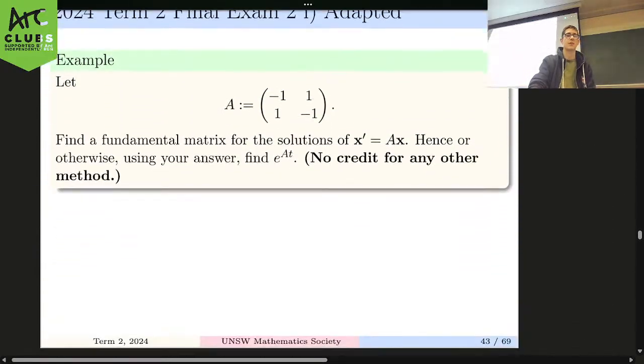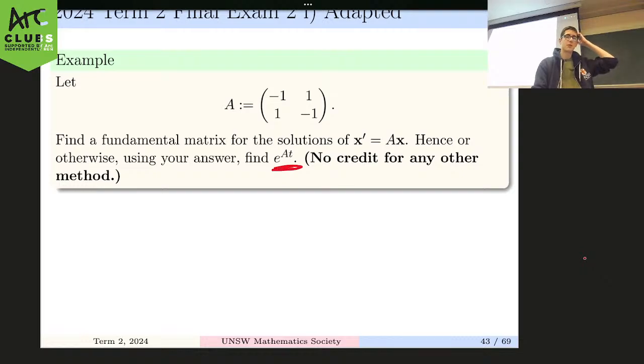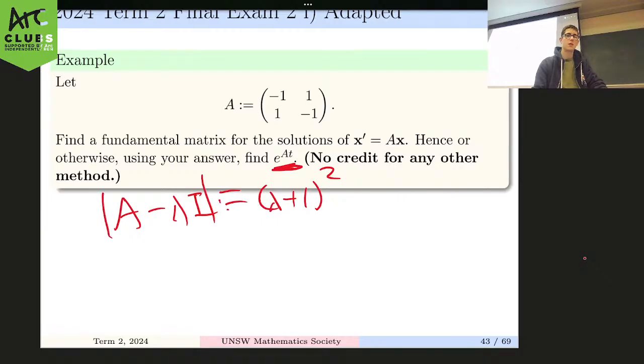And this is an example of that. What we can say here is, first we want to find a fundamental matrix, then we want to find the exponential of A. So first of all, looking at the eigenstuff of A, we can look at this. So (lambda plus 1) squared minus 1 is equal to 0. So lambda squared plus 2 lambda is equal to 0. Okay, so lambda equals 0 or -2.